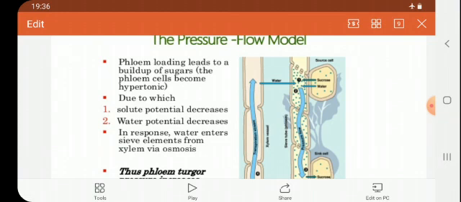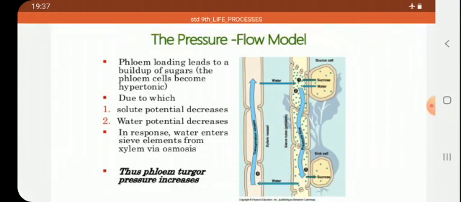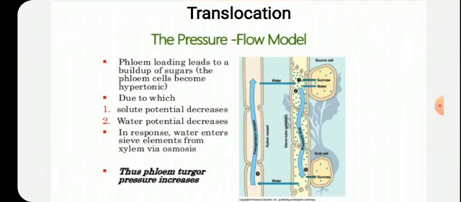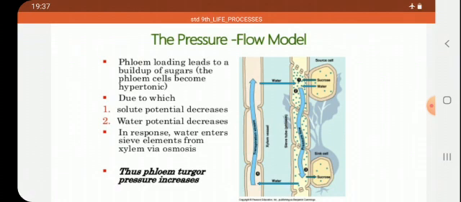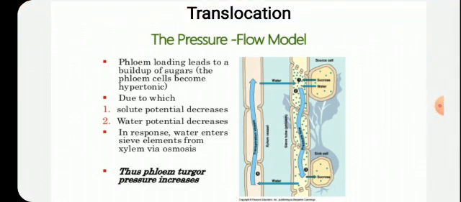Okay, listen children here. The phloem builds up the sugar content, and as the phloem is carrying the material, it becomes hypertonic. Its water potential decreases. What happens? In response, water enters the sieve elements from the xylem via osmosis.